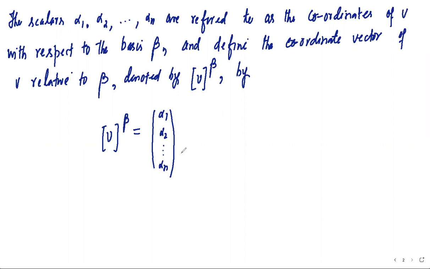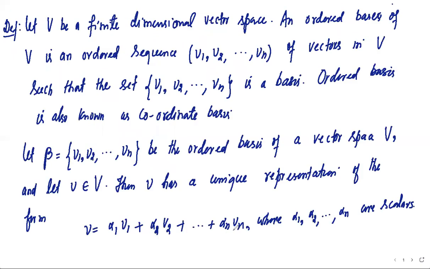So if we have any vector V from the vector space V and we have an ordered basis beta, then we can always express this V as alpha 1 V1 plus alpha 2 V2 plus alpha n Vn. Then we form a column vector by writing the first element as alpha 1, the second as alpha 2, the nth as alpha n. That column vector is called the coordinate vector of V related to the basis beta.